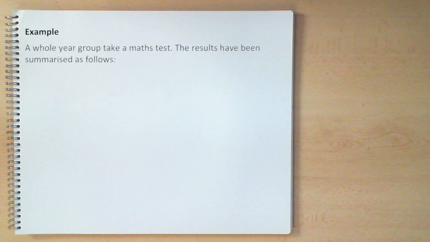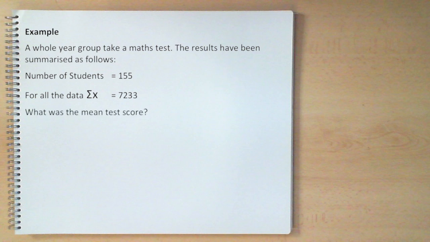Let's now do an example to see that we have understood exactly what's going on. So a whole year group takes a maths test. The results have been summarised for us. So we've got a number of students equals 155, and we're given the information that for all of the data, sigma x is 7,233. The question we're asked is, what is the mean test score?